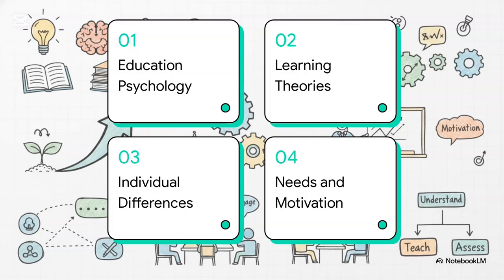Let's quickly take a look at our agenda for today. Number 1, Introduction to Educational Psychology. Number 2, 4 major learning theories. Then number 3, individual student differences. And finally, number 4, motivation and basic needs.